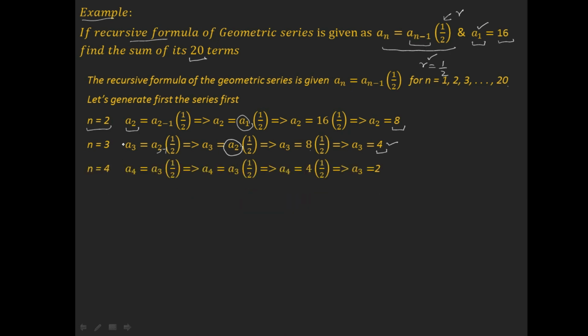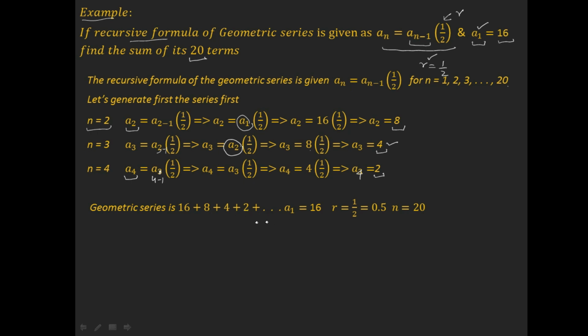Now put n equal to 4 for finding the fourth term. A4 is equal to A4 minus 1 multiplied by 1 by 2. We are putting 4 in this formula, so 4 minus 1 is 3, so A3 multiplied by 1 by 2. What is A3? It is 4. So 4 multiplied by 1 by 2, and we get the fourth term is 2. Now the series is: first term 16, second term 8, third term 4, fourth term 2. So 16 plus 8 plus 4 plus 2.